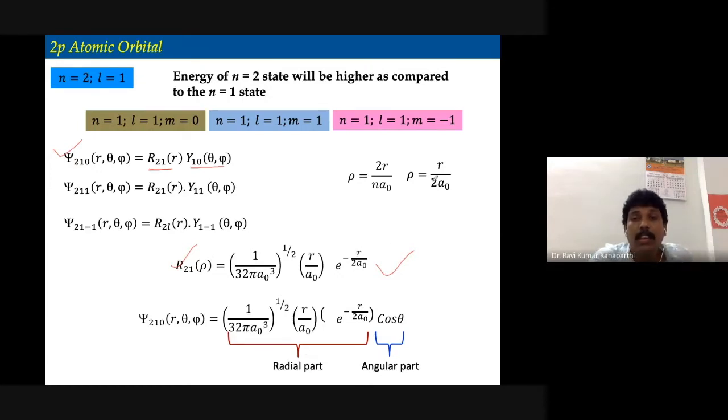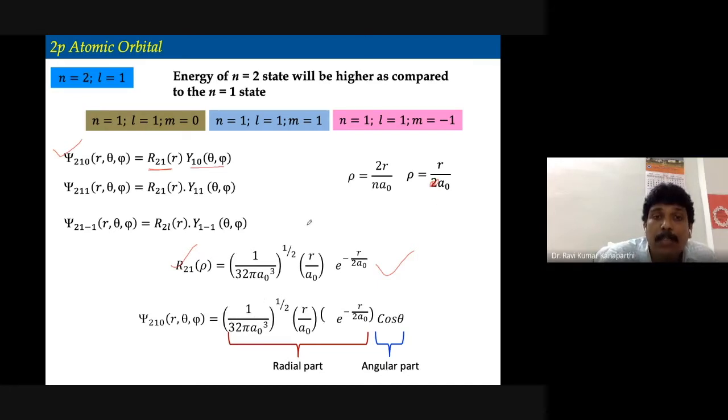Here please remember that rho is equal to 2r by n a naught. So when you substitute n is equal to 2, the 2 cancels out, and r by a naught will be there. Now how this function behaves, we will come to that later.